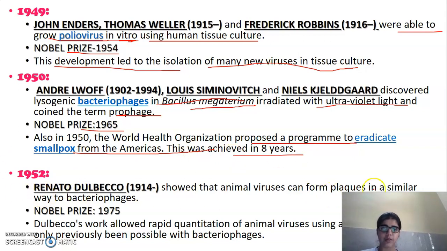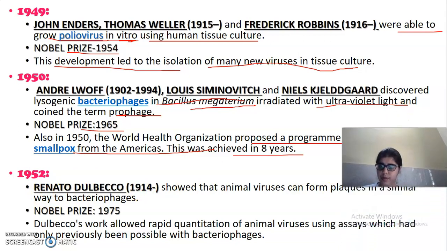In 1952, Renato Dulbecco showed that animal viruses can form plaques in a similar way to bacteriophages. Dulbecco's work allowed rapid quantitation of animal viruses using assays which had only previously been possible with bacteriophages, and he was awarded the Nobel Prize in 1975.